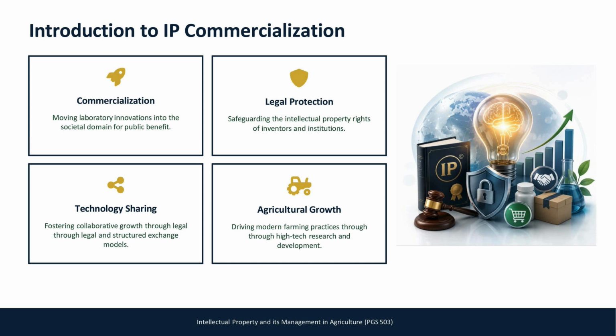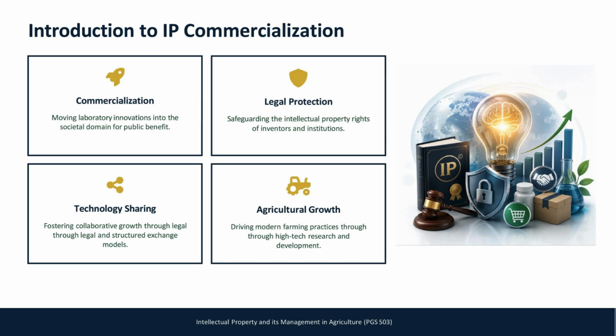The next point is technology sharing, fostering collaborative growth through legal and structured exchange models. This allows technology to be shared safely between organizations through proper legal agreements. The final point is agricultural growth, driving modern farming practices through high-tech research and development. This helps improve agricultural productivity by bringing advanced technologies into practical use.